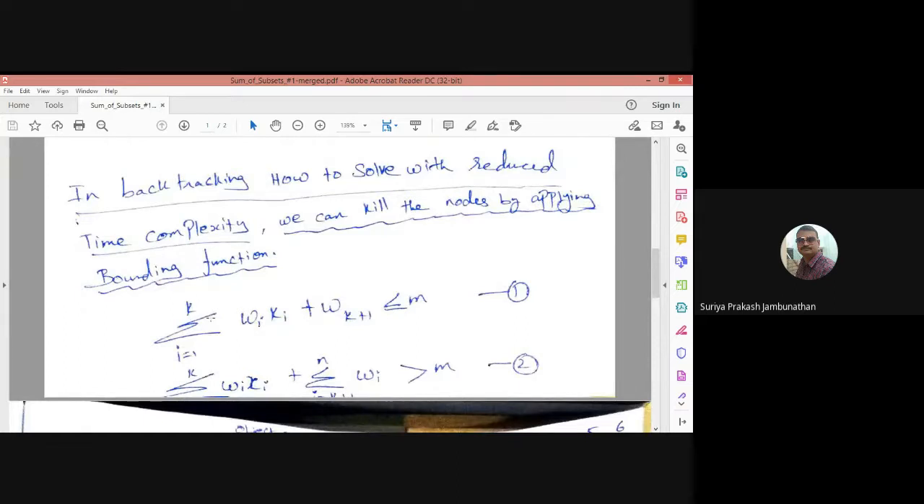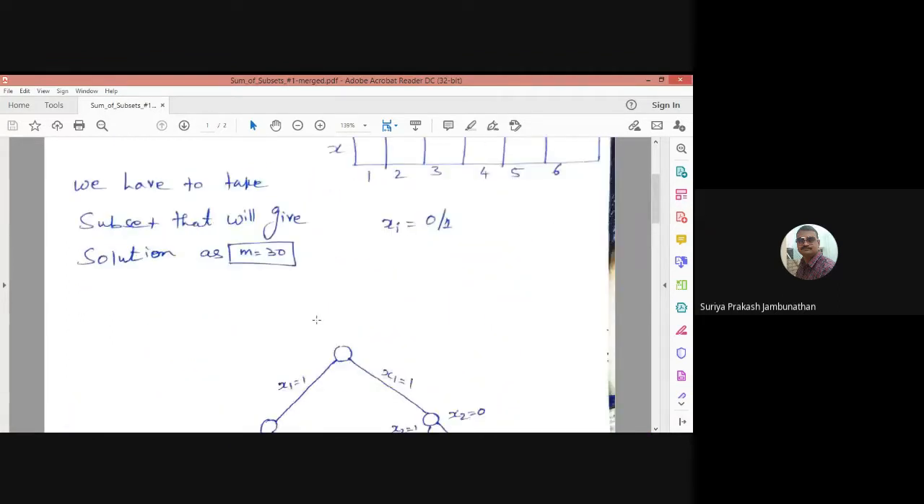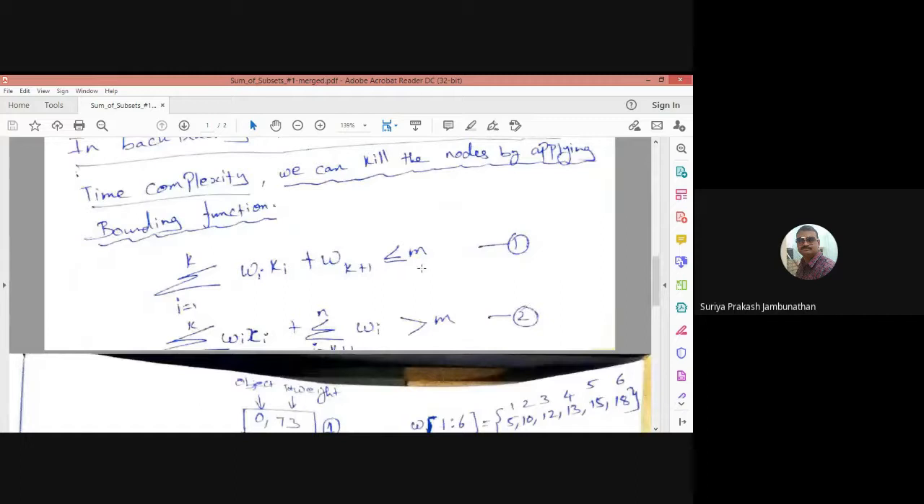Okay, so there are two formulas here to go through this. The first formula, I am telling the formula as of now. While doing the process, you will be able to understand how the formula works. So summation of i is equal to 1 to k, w suffix i x suffix i plus w of k plus 1 less than or equal to m. So this is the first formula we are having. Whatever the m value we are having, the m value is 30. So whatever value we are identifying should be less than or equal to 30.